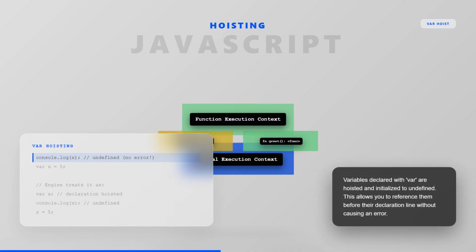Var variables are also hoisted, but only their declaration, not their value. Accessing a var before its assignment gives you undefined, not an error. This is a common source of bugs.